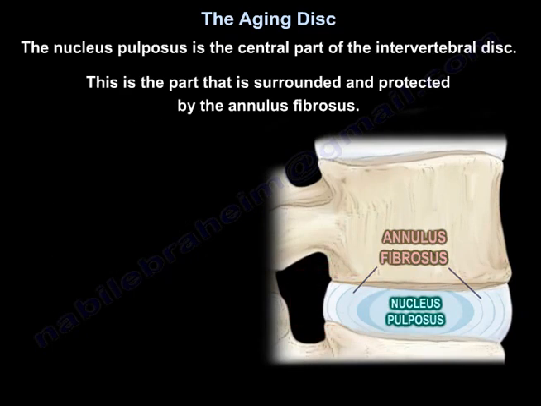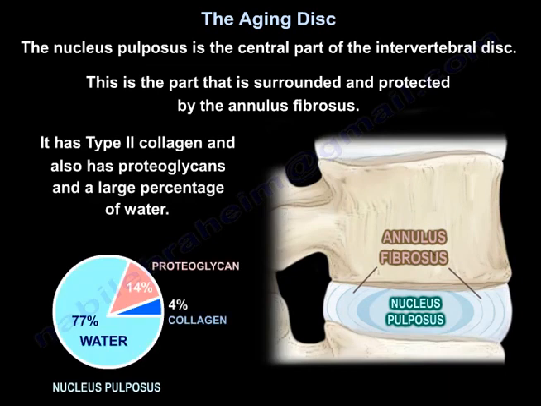How about the nucleus pulposus? It is the central part of the intervertebral disc. This is the part that's surrounded and protected by the annulus fibrosus. It has type 2 collagen, also has proteoglycans, and has a large percentage of water.